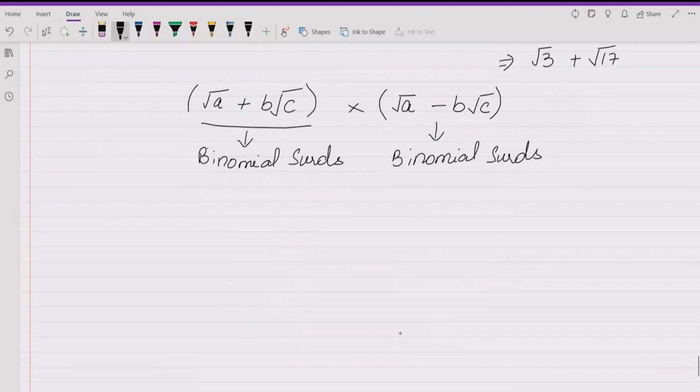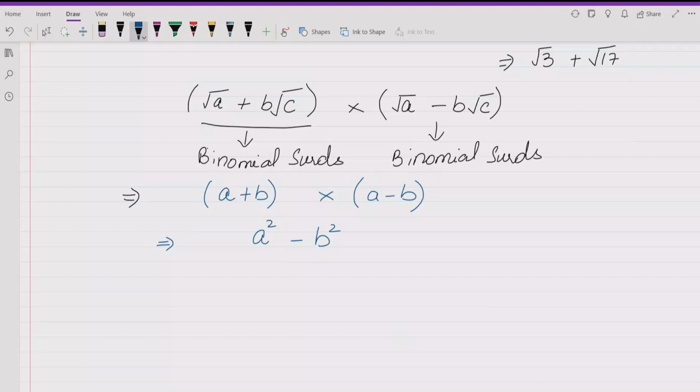We will apply a formula which we already have covered. A plus b multiplied by a minus b. If we have this type of expression, we will apply the formula a squared minus b squared. If we simplify these expressions, we will get the answer, and this is the answer of the conjugate of binomial surd.